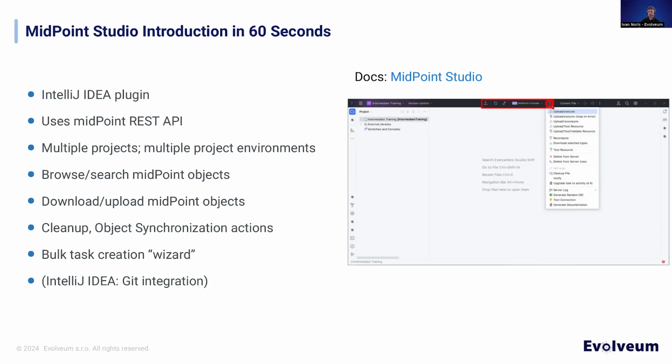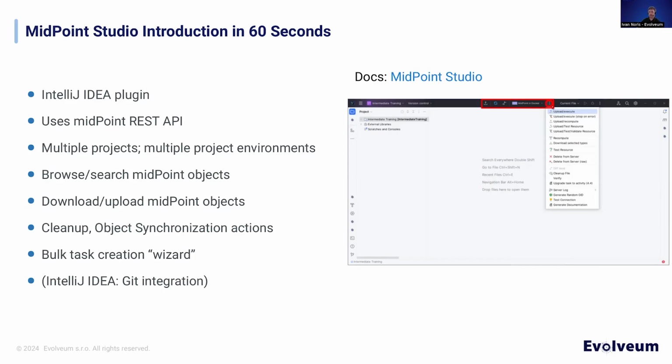You can browse or search for MidPoint objects through the REST API. You can download or upload MidPoint objects using MidPoint Studio. You can use this cleanup and object synchronization actions, which I will introduce here and show in the demo. Also, there is a bulk task creation wizard, so you can create bulk tasks, let's say, more easily. And of course, it is IntelliJ IDEA, so it is an integrated development environment which already supports Git integration.